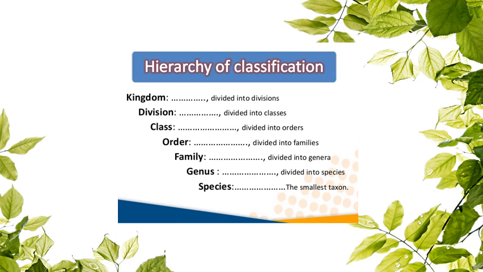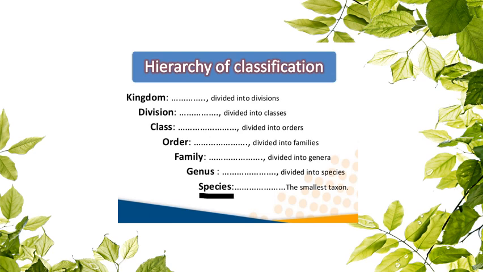The different groups of plants, as you see in the presentation, start from the smallest one, species, then genus, then family, then order, then class, division, kingdom. These are all different units. This is the smallest one, and this is the biggest one. Genus is bigger than species, and family is bigger than genus. So these are the different taxa.